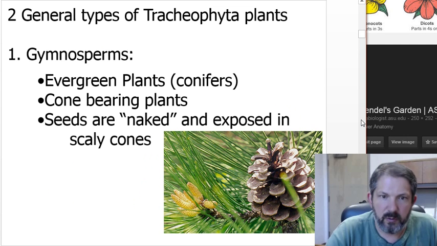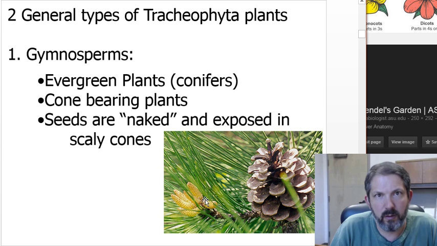And so the gymnosperms, they're not doing that. Okay, this is a male cone. These little ones are male cones. This big one's a female cone. The male cones produce pollen, which is sperm. Okay, it's sperm that gets carried by the wind or by an insect.